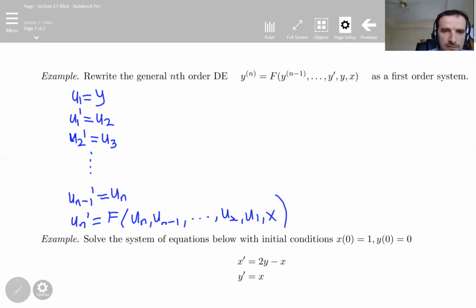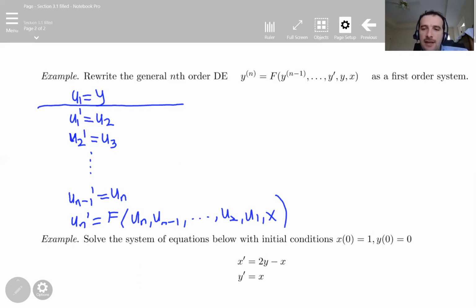Apart from this first one, I'm just renaming y as u1 to make it all u's. Look at these differential equations. How many are there? 1, 2, 3, all the way through n. So there are n differential equations. What are the orders? They're all first order.